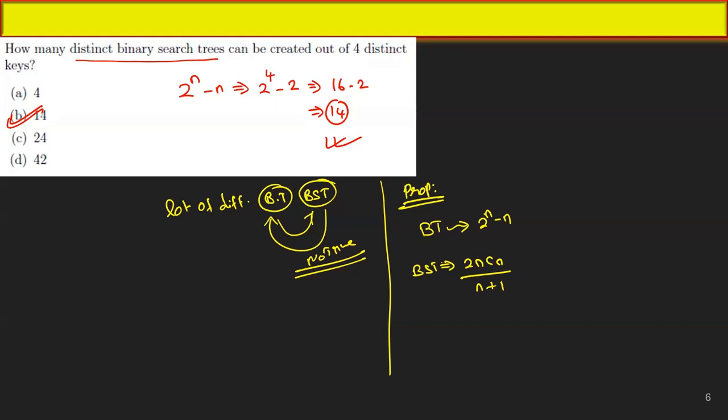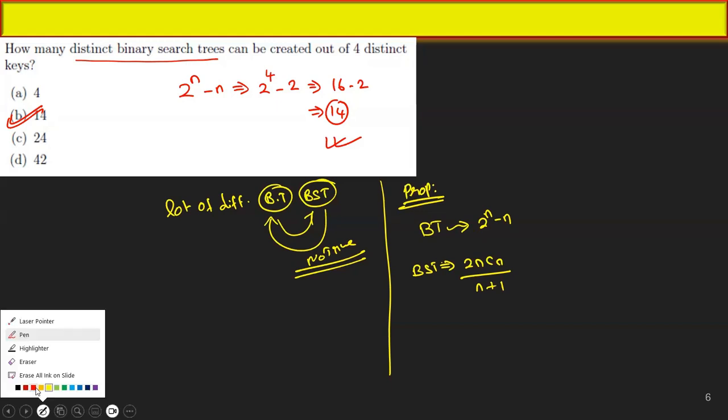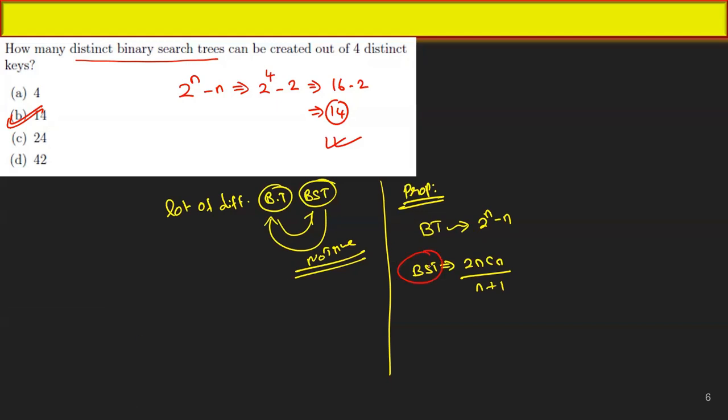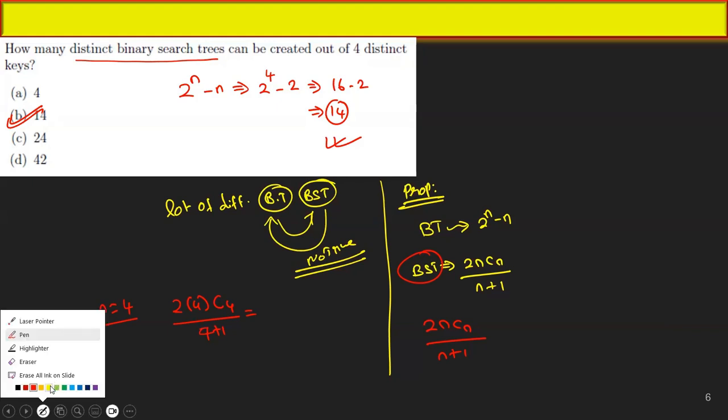So here they are asking about a binary search tree. So the formula is 2n cn divided by n plus 1. Here they are giving the n value as 4. So 2 into 4 c4 divided by 4 plus 1, that is nothing but 5.